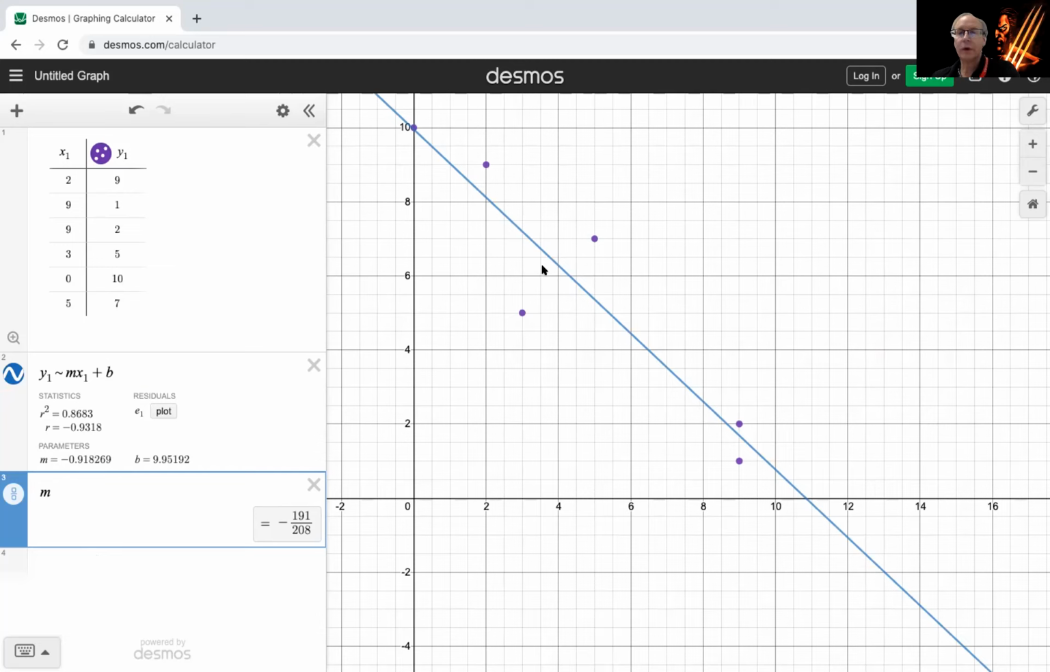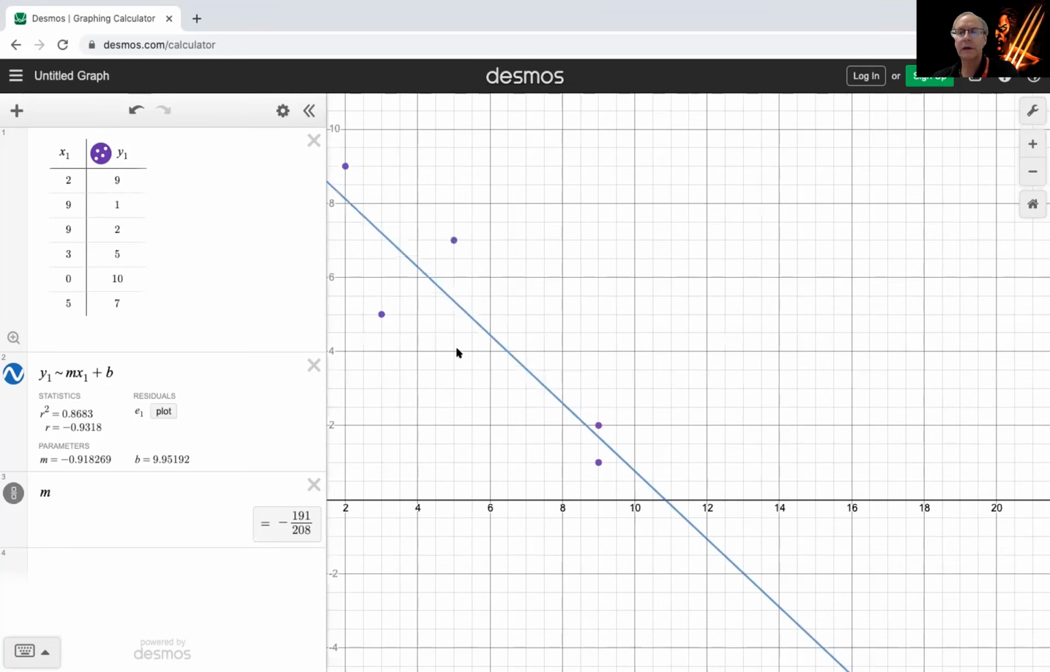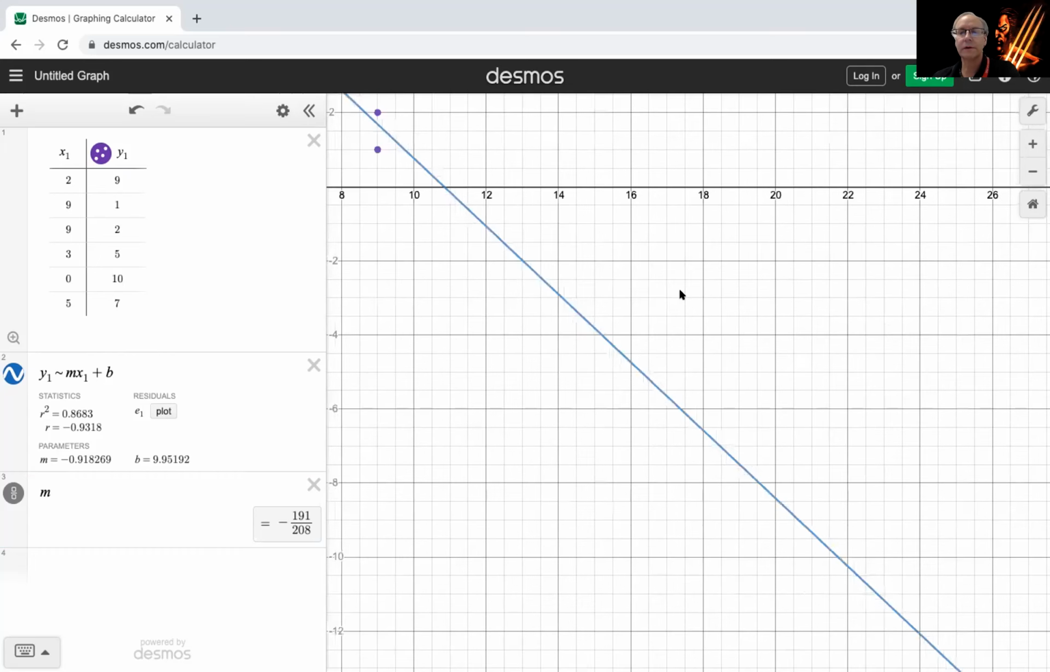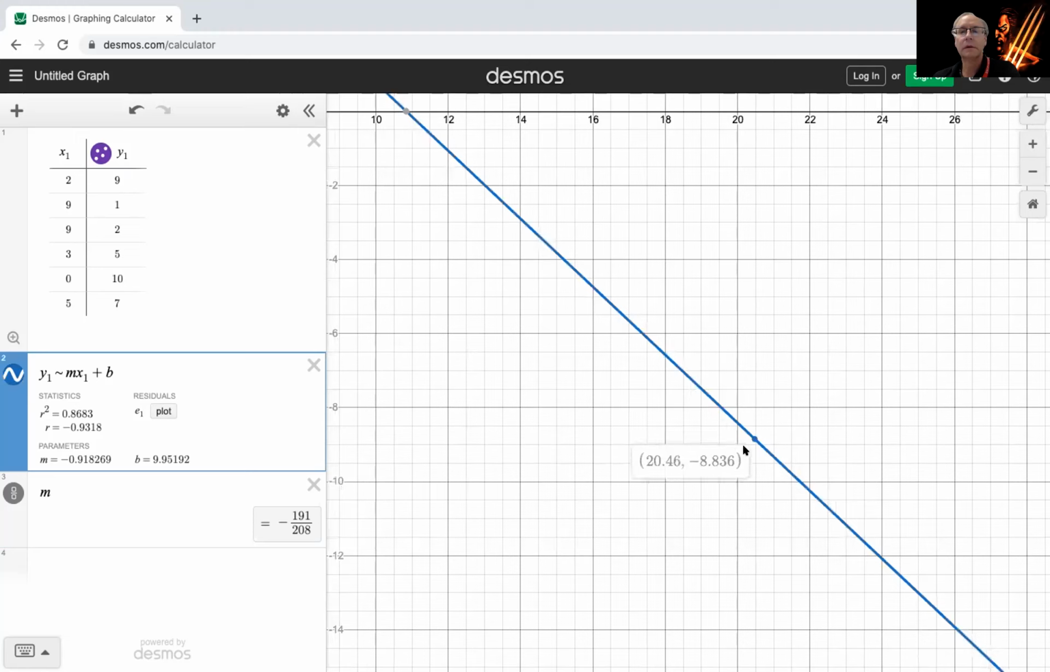Now they ask me for what happens at 22, I believe. So what I can do is just put this on my line and go to 22. Let's go down here to 22. They asked me to make a prediction. At 22, I'm going to be at negative 10.25. That's it. Done. Pretty easy. That was all the problems, I believe. And that's all you had to do.